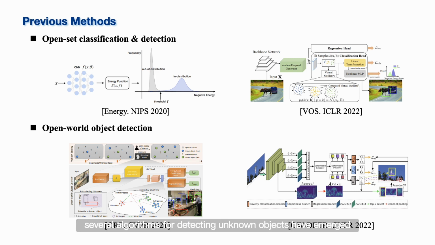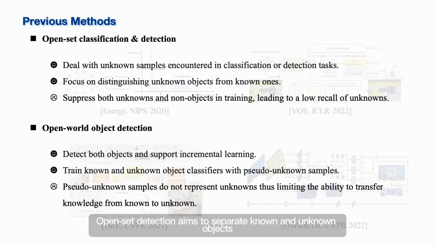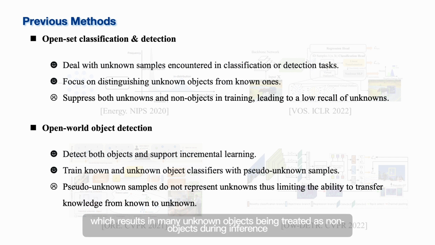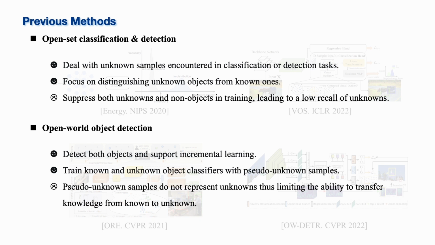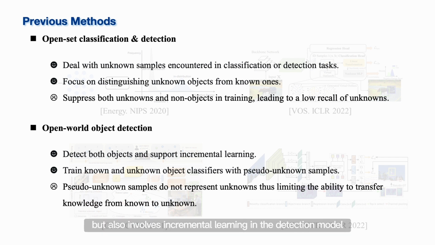In recent years, several algorithms for detecting unknown objects have emerged, including open-set detection and open-world object detection. Open-set detection aims to separate known and unknown objects. It simultaneously suppresses the unlabeled unknown objects and non-objects hidden in the background during training, which results in many unknown objects being treated as non-objects during inference. On the other hand, open-world object detection requires not only distinguishing between known and unknown objects, but also involves incremental learning in the detection model.